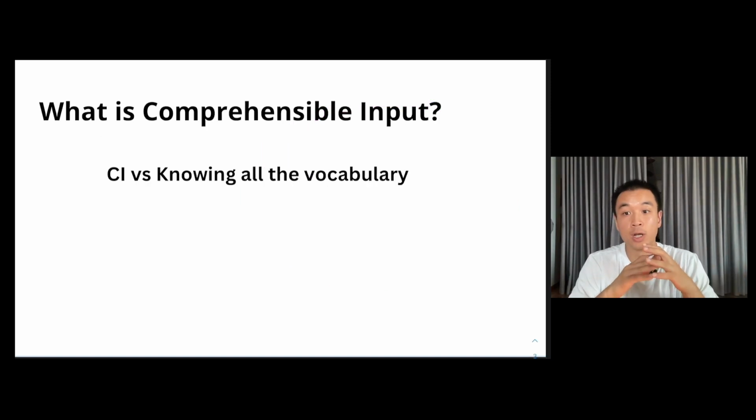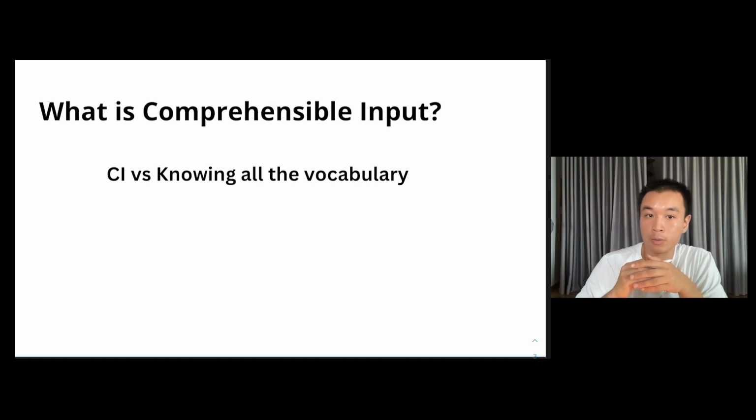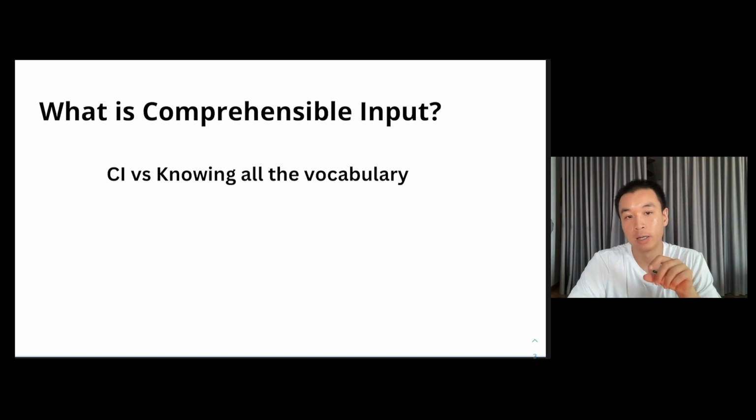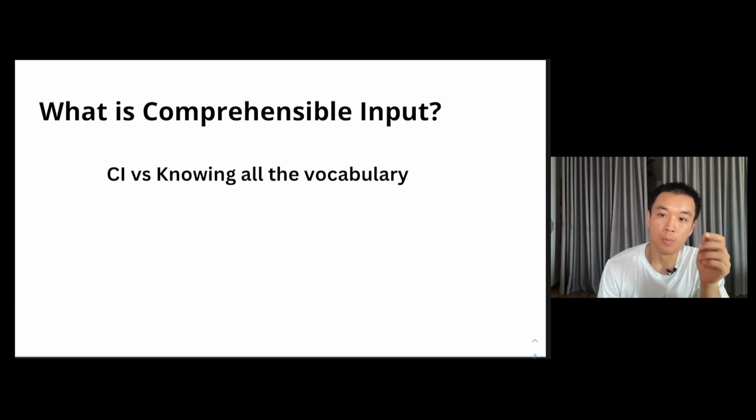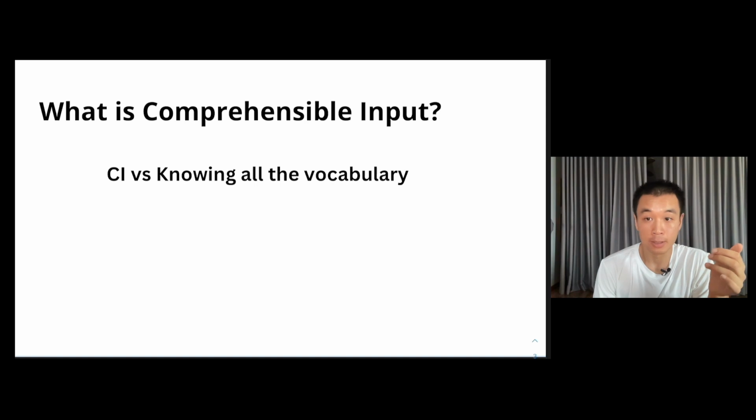Okay, now that we know what input is, what does it mean for input to be comprehensible? For input to be comprehensible, you need to understand what's being communicated, but you don't necessarily need to know how it's being communicated. What does that mean? It means that you might not need to know every single word that's being used and the definitions for you to comprehend the input that you're consuming.